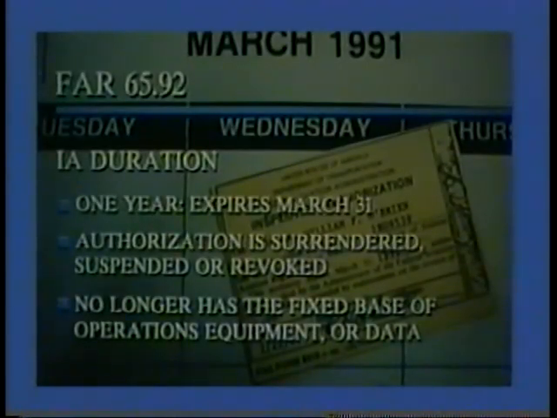FAR 65.92 limits the authorization duration to 1 year, with all IAs expiring on March 31st, regardless of the date the IA was issued. The IA card can be suspended or revoked by the FAA for cause. And if the IA no longer has a fixed base of operations, equipment, or data to perform IA activities, the card must also be surrendered. An inspection authorization can also be surrendered voluntarily by the individual.